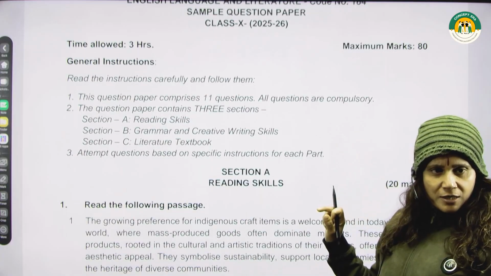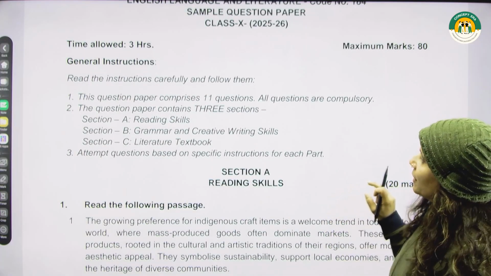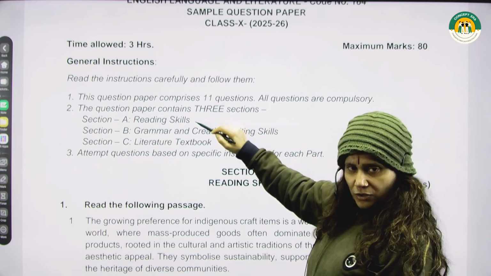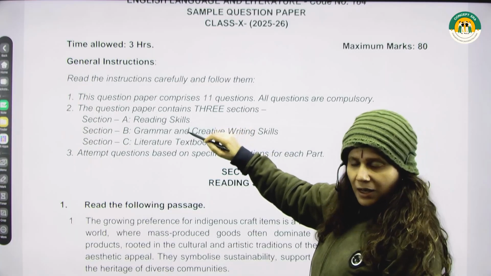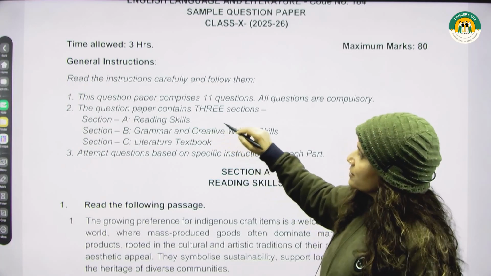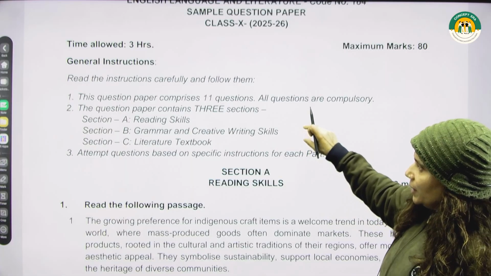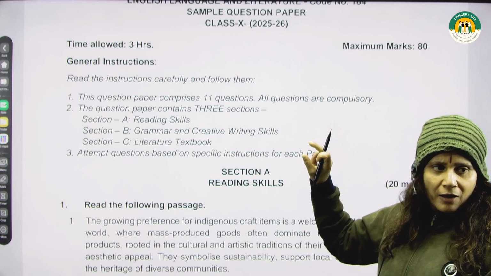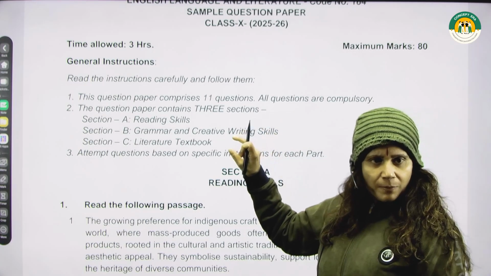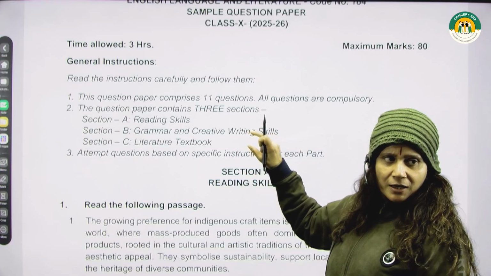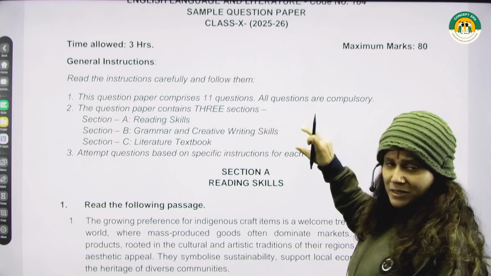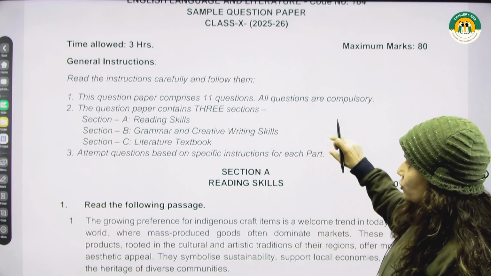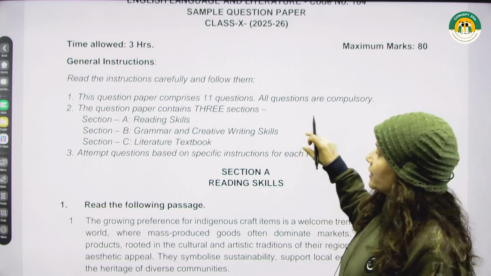Moving ahead, if we see the entire question paper, it has 3 sections. The first section is a reading section, which is associated with the comprehension passages. Section B is a grammar and writing skills section, where you would have question number 3 and question number 4. Question number 3 is a grammar question, while question number 4 has some questions which are associated with creative writing skills.